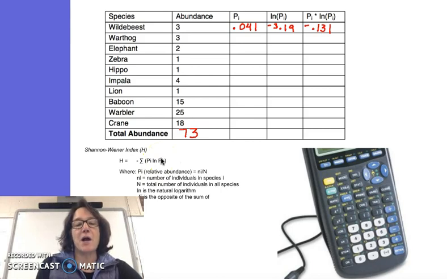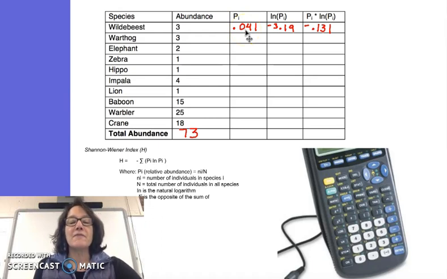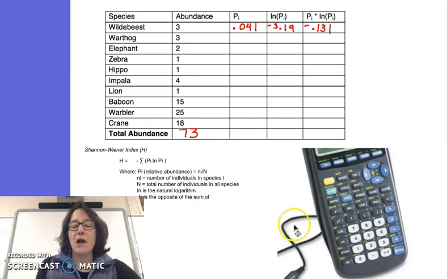Pi is the relative abundance. So that's simply if I have 3 wildebeest divided by 73 total organisms in my ecosystem, 3 divided by 73 is a relative abundance of 0.041. I take that relative abundance times the natural log of that value. The natural log on your graphing calculator or scientific calculator is this ln function. And then I multiply those two values together. The relative abundance times the natural log of the relative abundance for the wildebeest is negative 0.131.